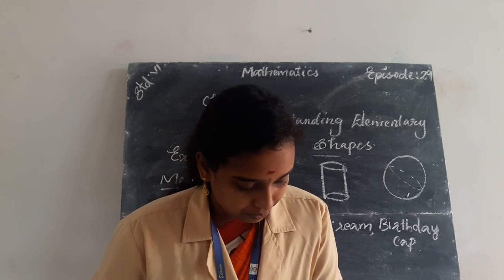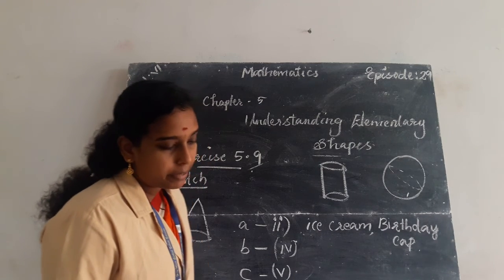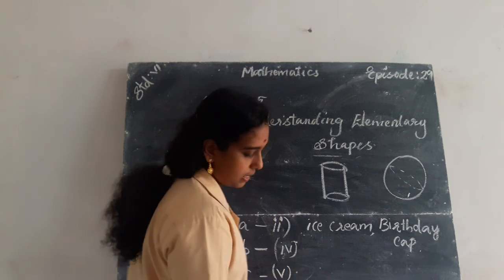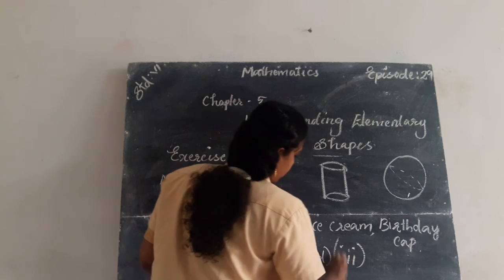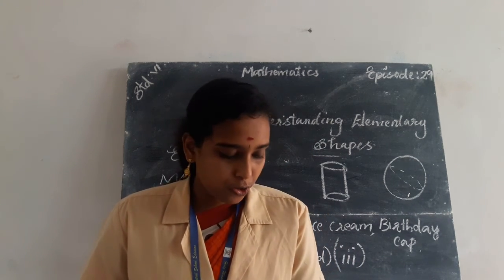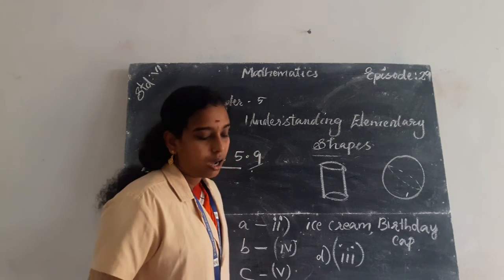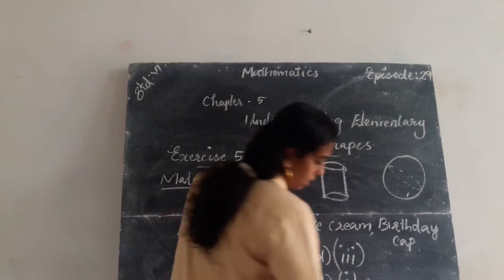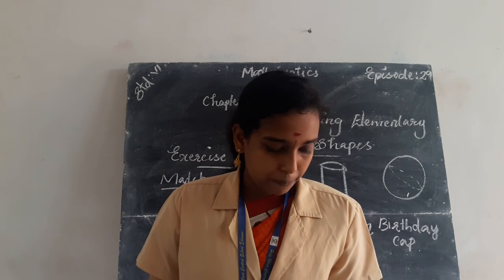Then next one is D, cuboid. Cuboid is made up of rectangular shapes. So match with option 3. Examples: our book is the shape of a cuboid and also bricks, etc. Then pyramids. Pyramids are matched with the first option. And examples of pyramids: diamond, Egypt pyramids, etc.